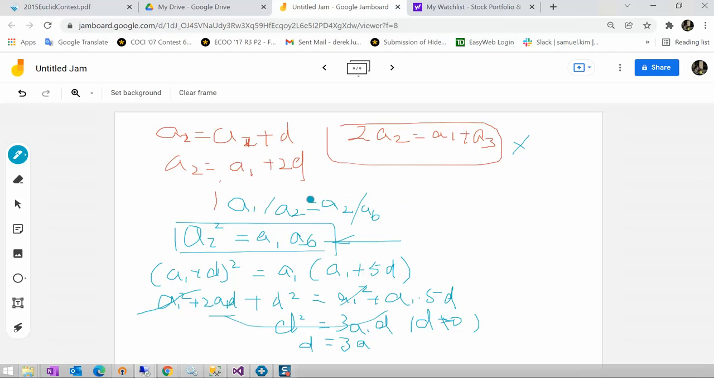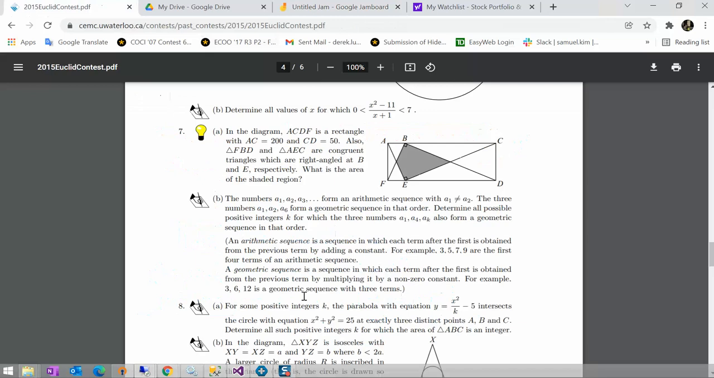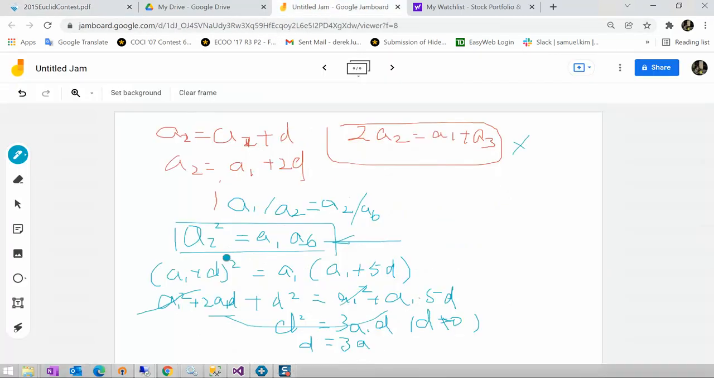Now we see the next one. It will be the same thing, so we can use this same approach. Here A1, A4, AK. The next one should be different, so let's write it differently. A1 plus 3D, squared, equals A1 times A1 plus K minus 1 D, right?